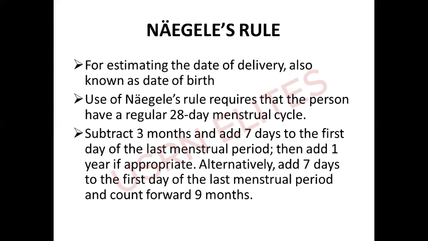What you need to know for this is that you have to determine the first day of the last menstrual period. That is very, very key. We all know that a normal menstrual cycle lasts about 5 to 7 days. So if you want to use this rule to determine someone's date of delivery, you have to note the first day of the last menstrual period, but not when the menses ended.